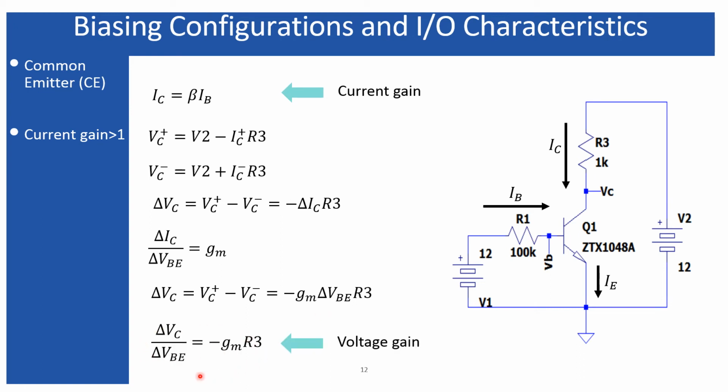And look here, the voltage gain is this equation, and the expression of the voltage gain includes this negative term. That means the output voltage is out of phase with respect to the input voltage, and the magnitude of the voltage gain is greater than 1 because gm is generally greater than 1 and R3 is 1 kilo ohm.